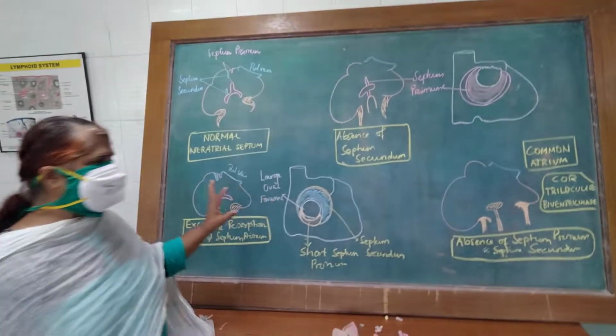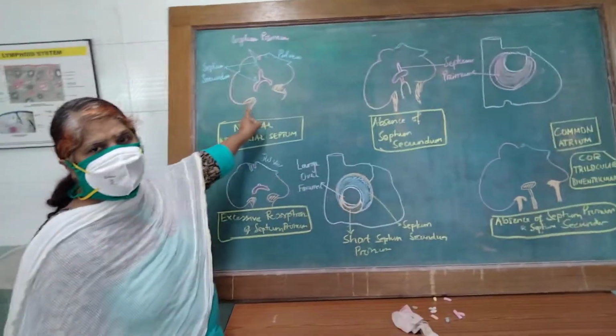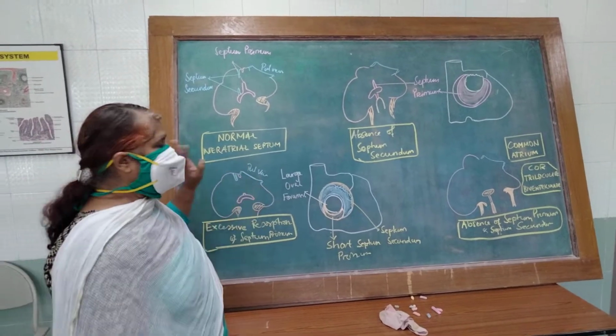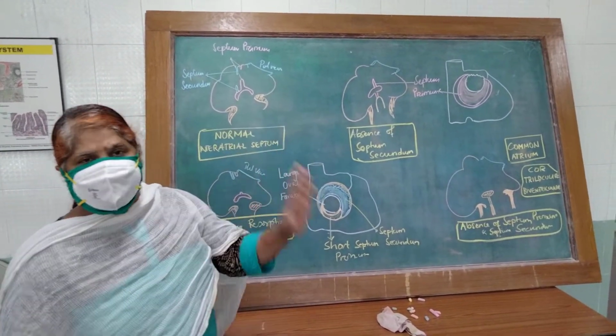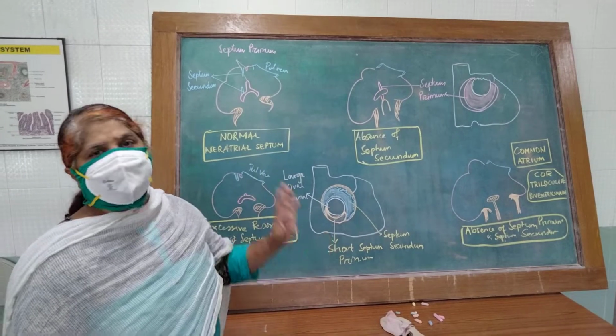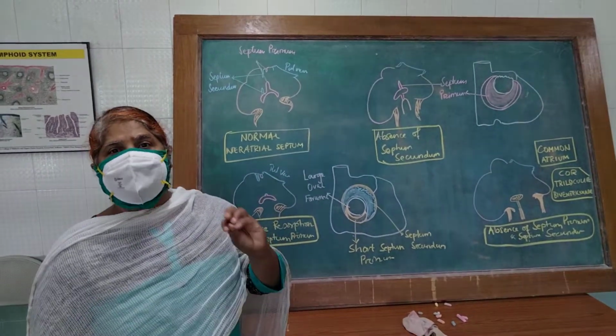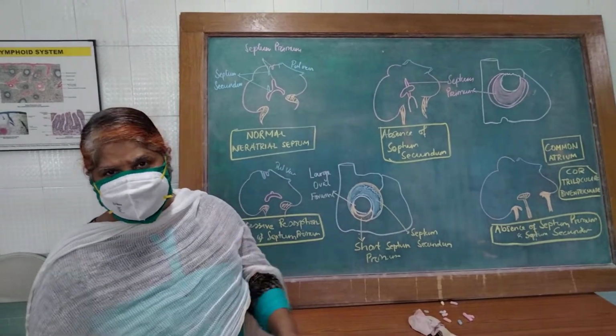So when the interatrial septum question comes, you have to write the formation of the interatrial septum from the 3 septums, how they are being formed, and what are the defects. Septum primum defect, septum secundum defect, absence of the septum primum and secundum defect. So this completes your answer of interatrial septum. Okay.